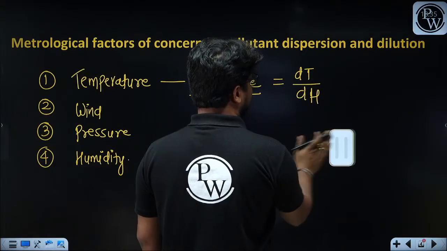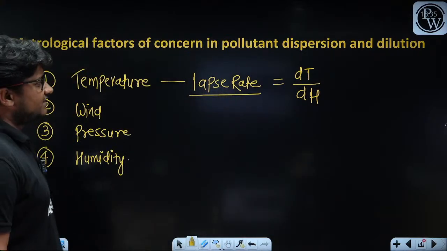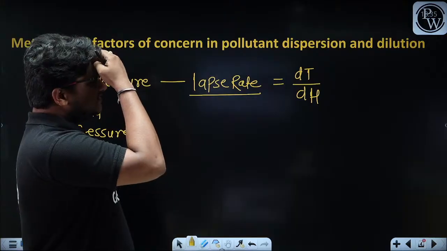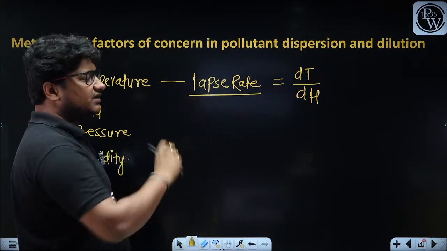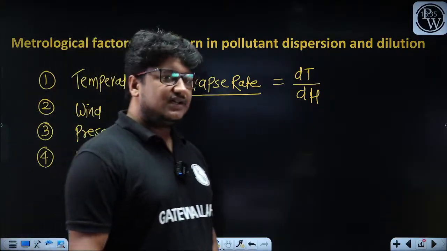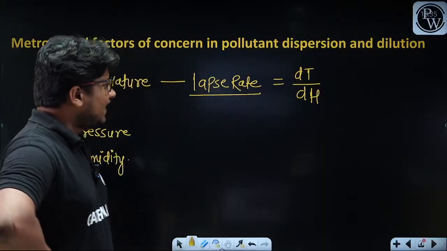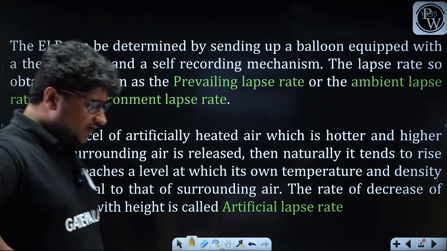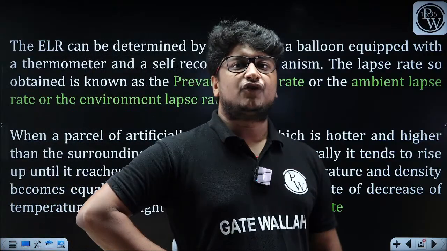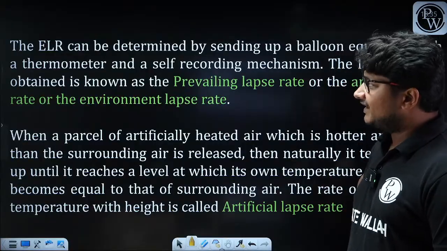dT upon dH. dT upon dH means what? Change in temperature with change in altitude. That is something we have given the term lapse rate. Now we have two types of lapse rate which are available for us. First one is the environmental lapse rate. We also call that the ambient lapse rate or prevailing lapse rate.